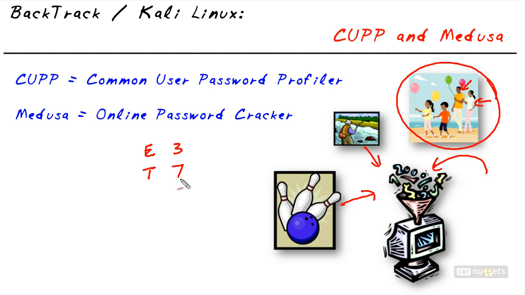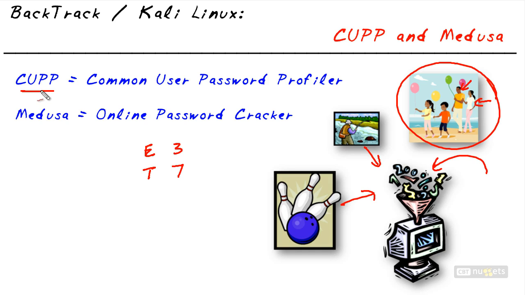One of the tools that we can use for this is called the Common User Password Profiler, or CUP for short. Now, it's interesting to me that this has been in Backtrack for a long time, and the latest and greatest, this is April of 2013, the latest and greatest version of Kali, which is version 1.0, it doesn't currently have CUP in it. So you might have to install it if you're running Kali, or if you're running a previous version of Backtrack, it has CUP already in it.